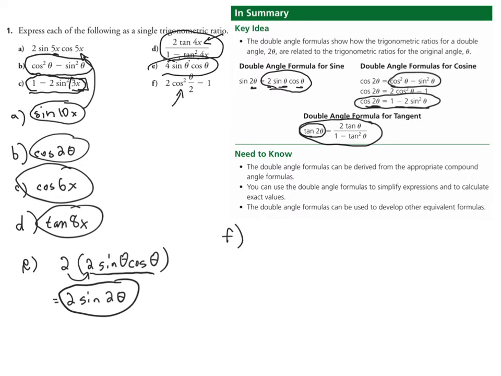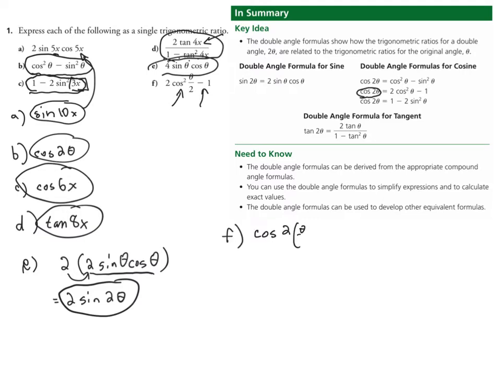Part F. So 2 cos squared theta by 2 minus 1. Anything like that? Yeah. So we have 2 cos squared of some angle minus 1. So it's perfect right here. The angle in this case is theta by 2. Alright, so that is the same as just saying cos of 2 times that angle. So cos of 2 times theta by 2, or we can say cos theta. That's just cos theta.